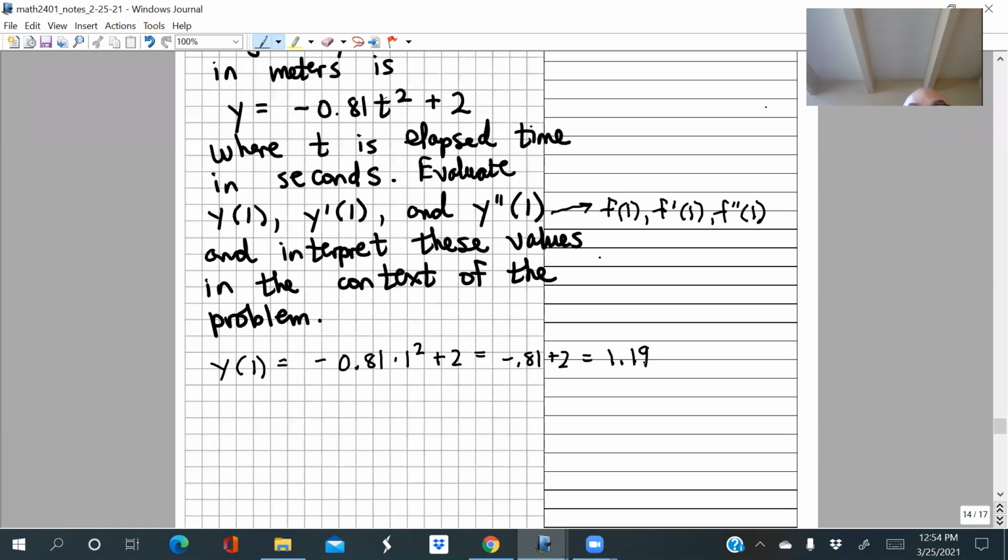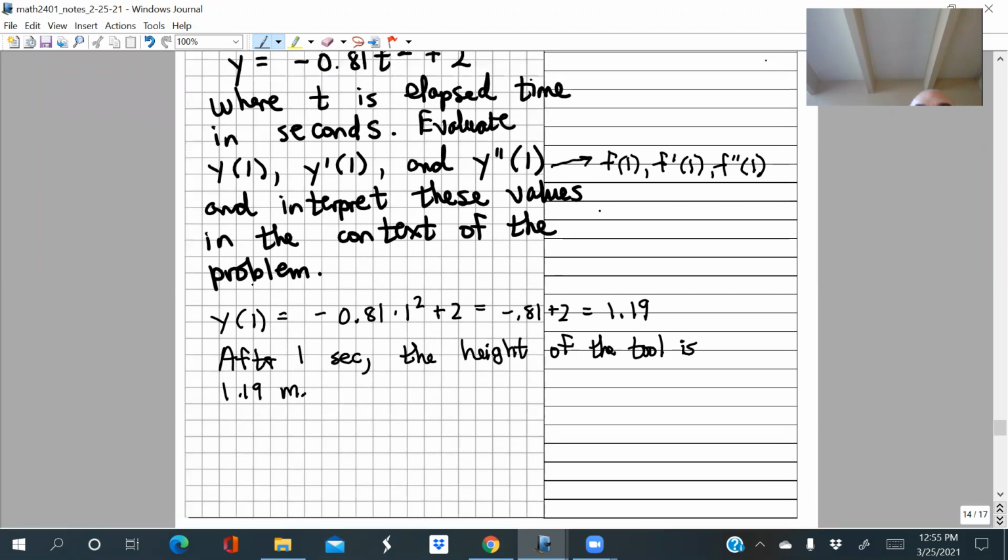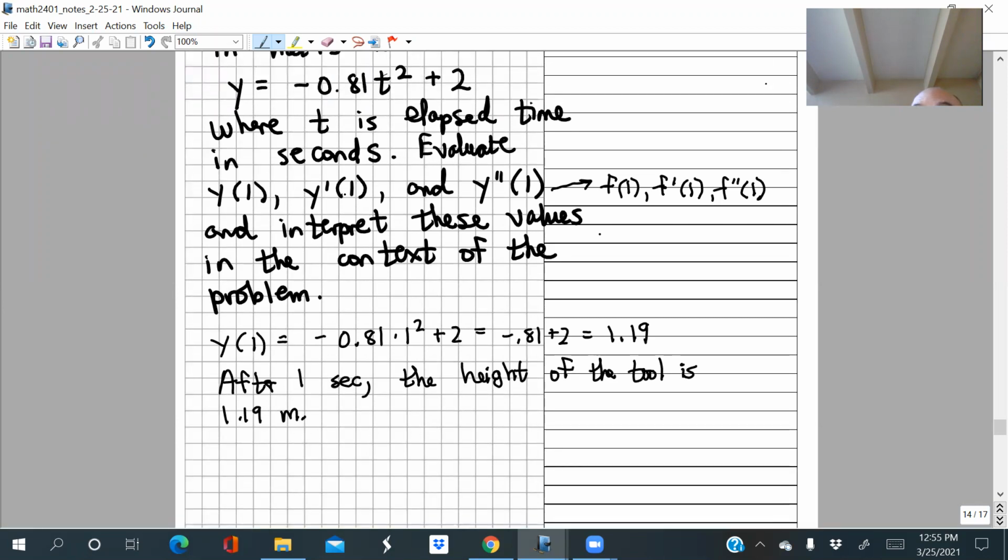So that's an easy calculation too. So what this tells us is, after 1 second, the tool is 1.19 meters off of the ground. So we can write that in. So after 1 second, I guess we wouldn't say off the ground. We would say the height of the tool is 1.19 meters. So that's really just kind of an algebra question, right? No calculus involved.